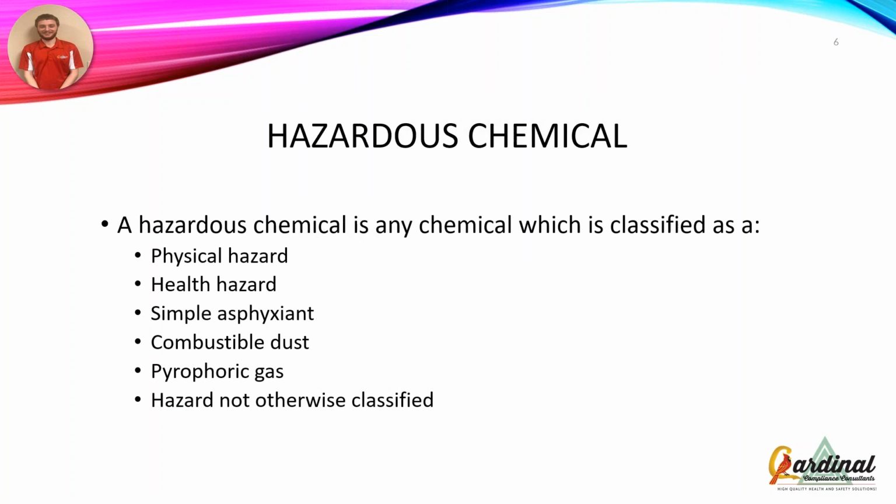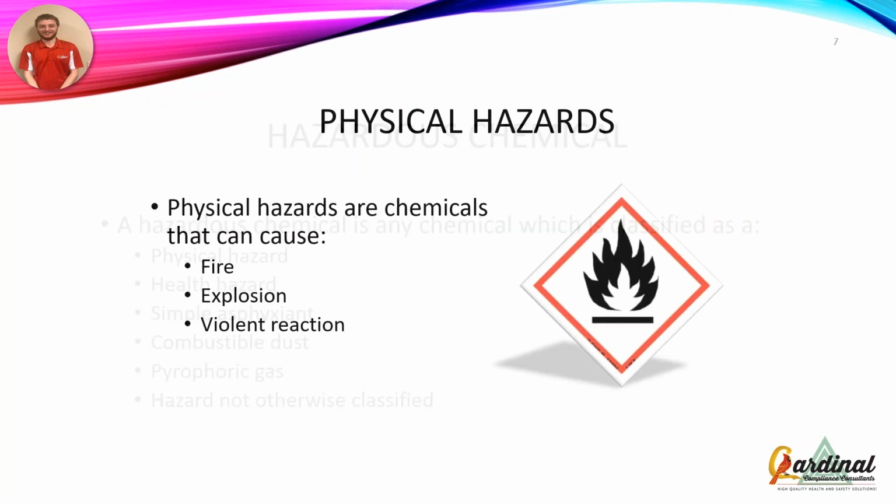What is a hazardous chemical? A hazardous chemical is any chemical which is classified as either a physical or a health hazard, a simple asphyxiant, a combustible dust, a pyrophoric gas, or a hazard not otherwise classified. Now, what we're going to focus on today mainly are the two main classifications, which are physical hazards and health hazards.